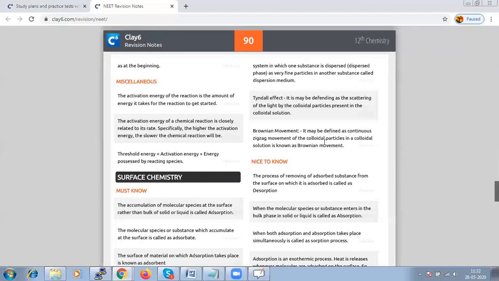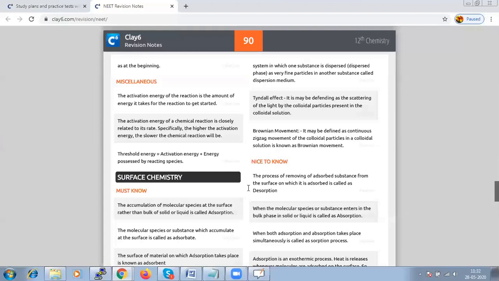And always remember, colloidal particles have an electric charge, and the nature of this charge is the same on all the particles in a given colloidal solution, that can be either positive or negative. So this is all we have based on the concept.